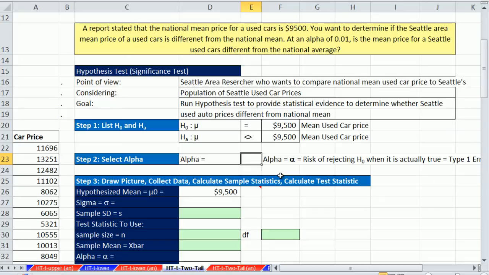We're going to do alpha. We're going to be really sure, remember? The lower the alpha, the less chance we have of making a type 1 error, which is rejecting the null hypothesis even though it's true.